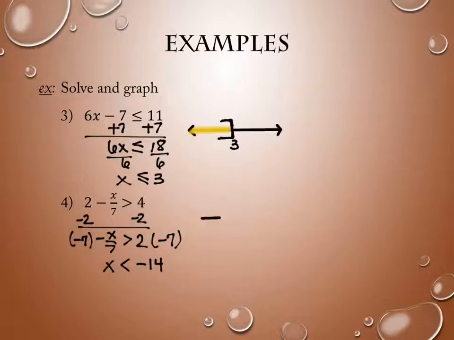Now let's do a number line. The important value that I've just found is negative 14. So will I shade to the right or to the left? Left. This now says less than. Okay, I always look at the solution, the ending result. Am I going to use a parenthesis or a bracket? A parenthesis. And the parenthesis needs to open toward the shading. So it would look like this.